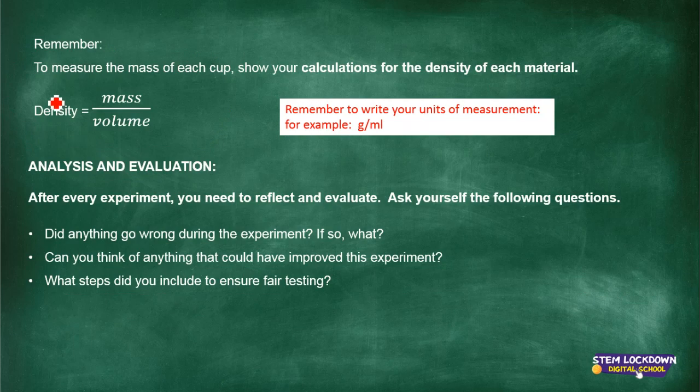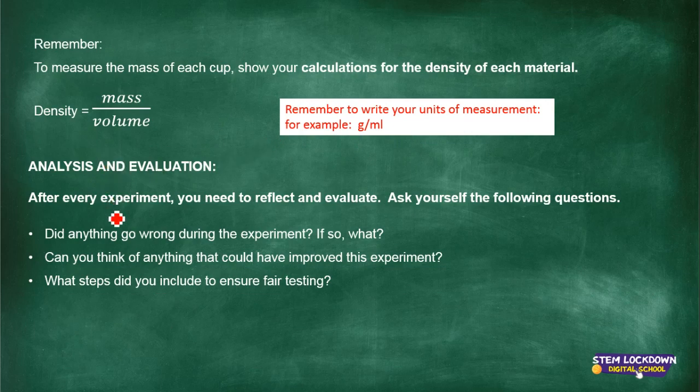So you're going to use your formula. Density is equal to mass over volume. So you can say D is equal to M over V. And you must remember, when you finish writing it, you must write the units of measurement. So if you use grams per milliliter.